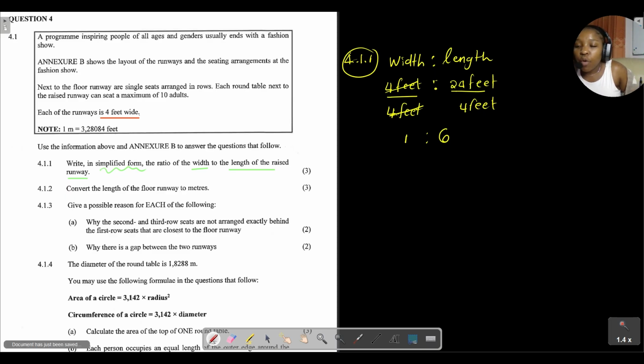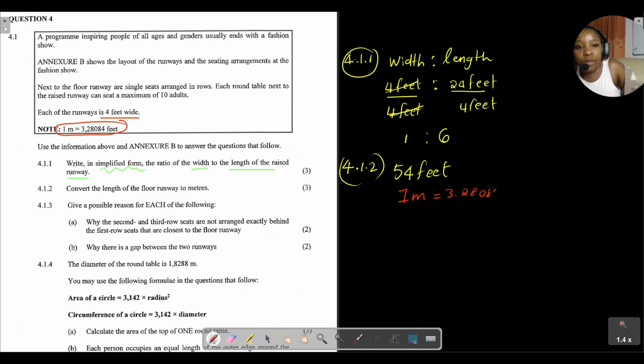Right, good. Question 4.1.2: convert the length of the floor runway to meters. So what's the floor runway? It's 54 feet. How can we convert these feet into meters? We are going to use the equation that's given to us there. We are told that 1 meter is equal to 3.28084 feet. Meaning that if I want to convert 54 feet, what am I supposed to do?